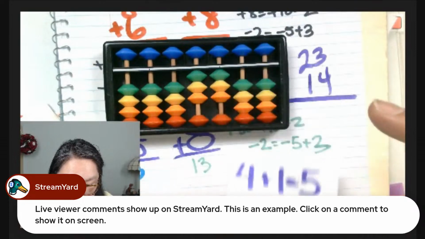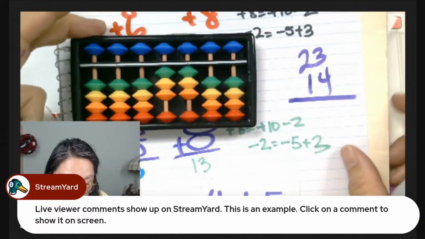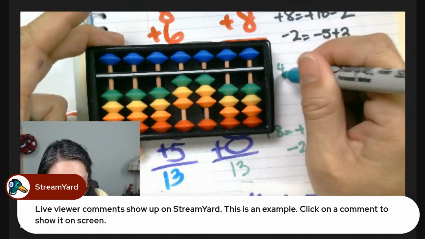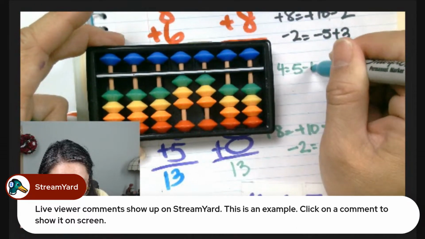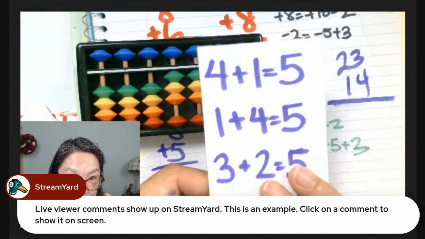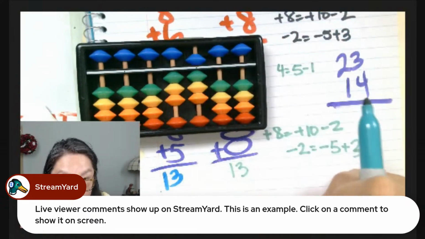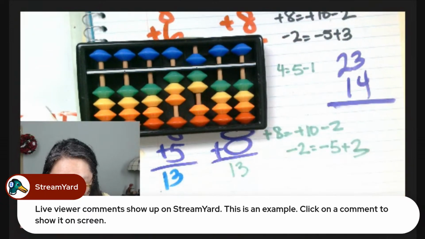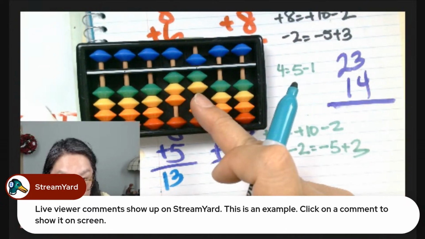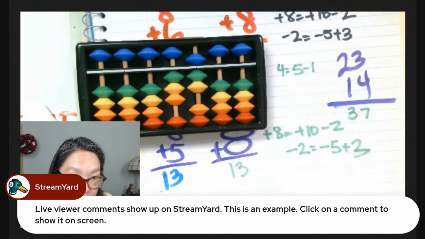To use this, we're going to have this formula, right? It's going to be 4 is equal to 5 minus 1. What? Yeah. So why do we learn this if we can't use it? What we did is we're using it. We're going to add the 5 and we're going to take away the 1. My final answer is 37.